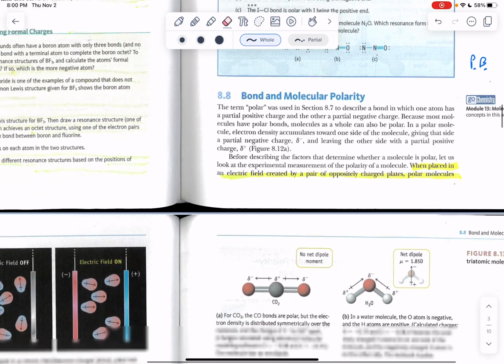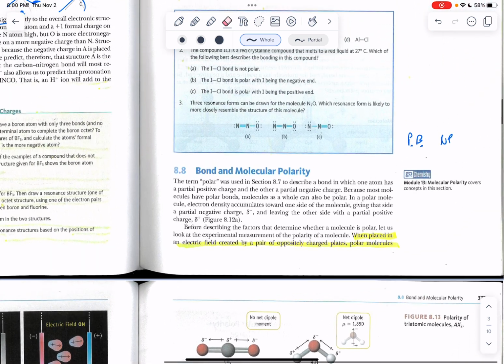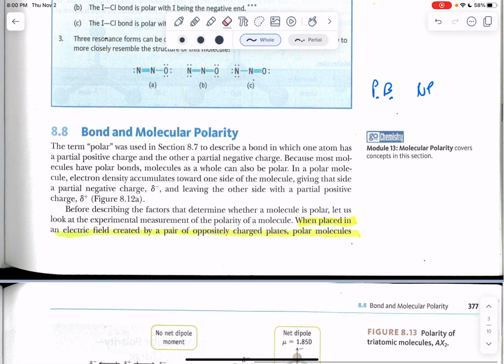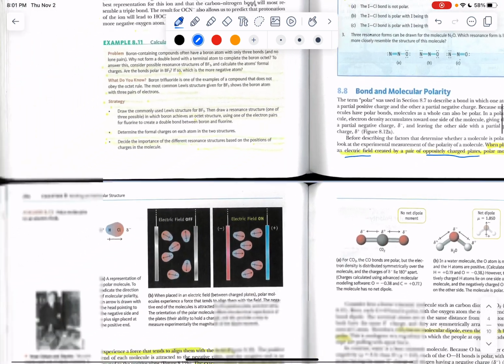So if we move on to the next page, just before I do that, I should point something out. How do we determine the molecular polarity? And the way that we determine the molecular polarity experimentally is this way. We place these molecules in an electrical field between oppositely charged plates.